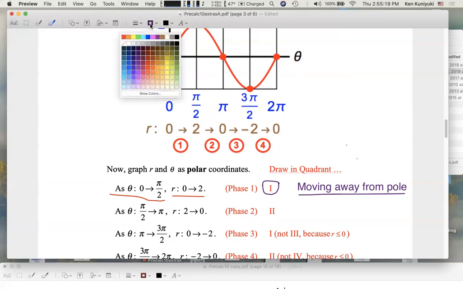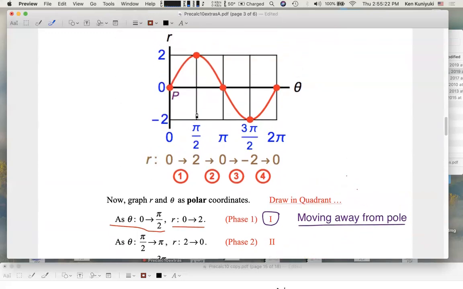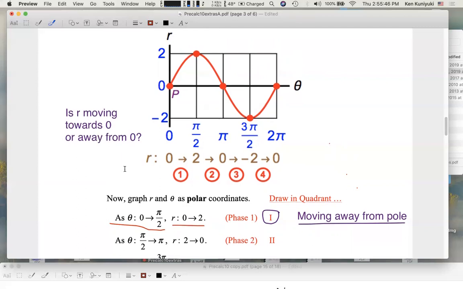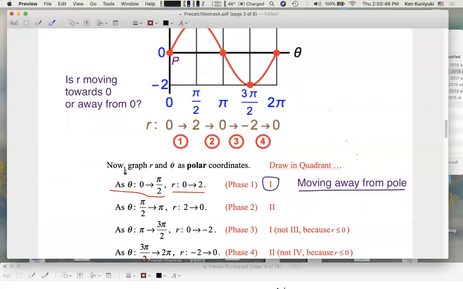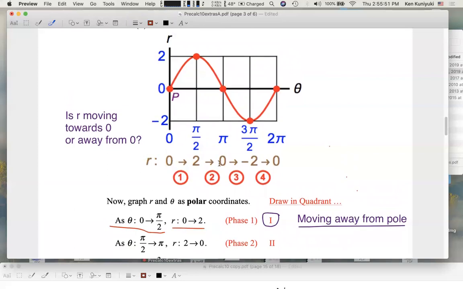Now, in quadrant 2, as theta goes from pi over 2 to pi, r is decreasing from 2 to 0. R is getting closer to 0. It might be helpful to think of, is r moving towards 0 or away from 0? And if this behavior changes, we get a new phase. Okay, so here r is going from 2 towards 0.